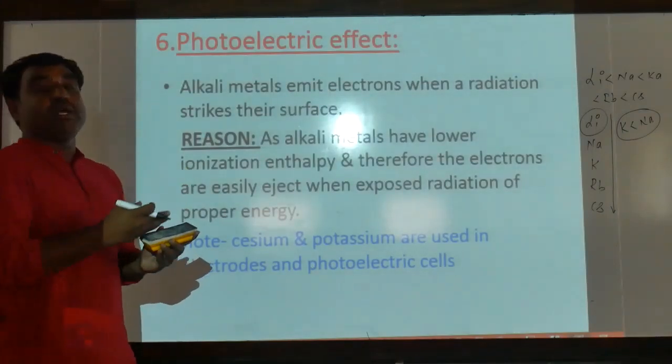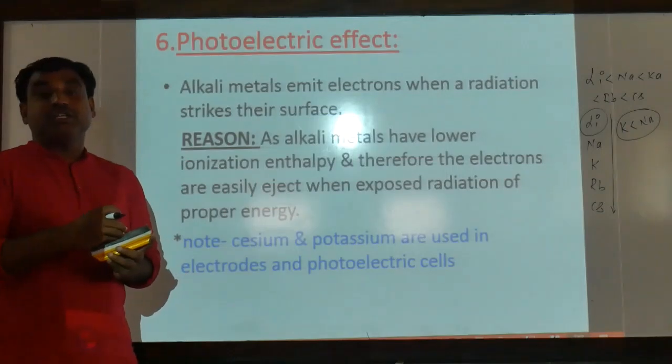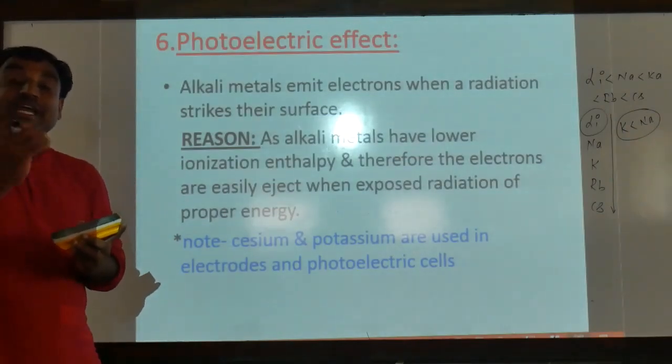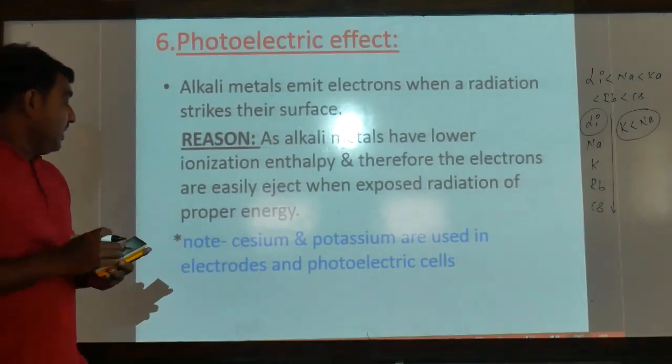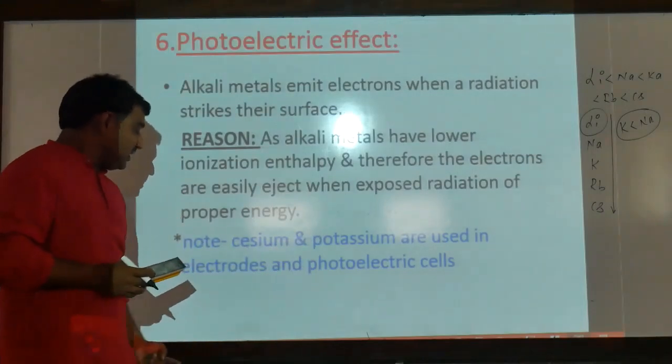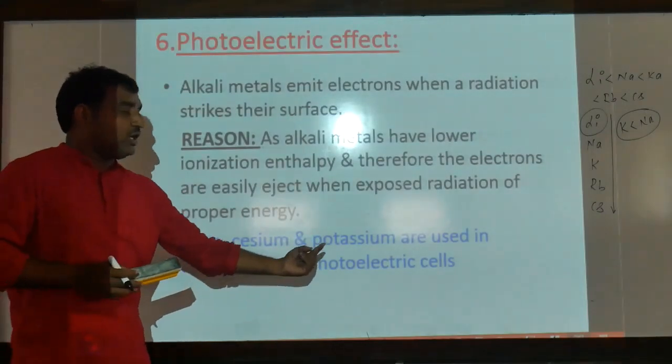These first group elements have a low ionization enthalpy, so they will eject more electrons when radiation strikes the surface of the metal. And one more note you have to remember here: cesium and potassium are used in the electrodes of photoelectric cells.